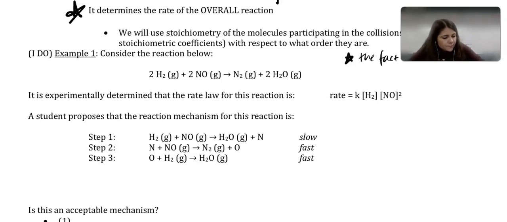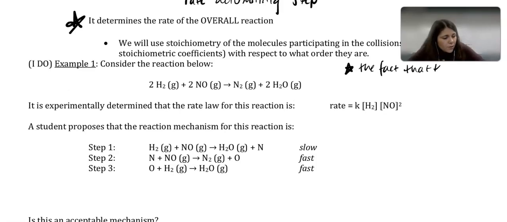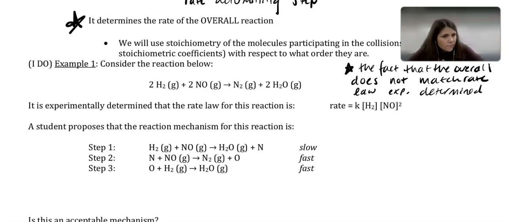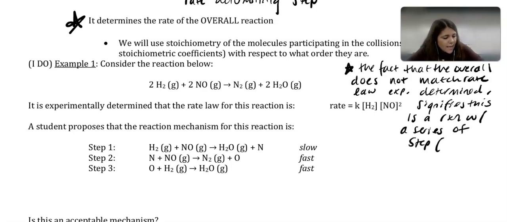The fact that the overall equation does not match the experimentally determined rate law signifies this is a reaction with a series of steps. So this has to be a type of mechanism with multiple elementary reactions. And if you see below, the student actually proposes that the reaction mechanism for this reaction is based on 3 elementary steps.